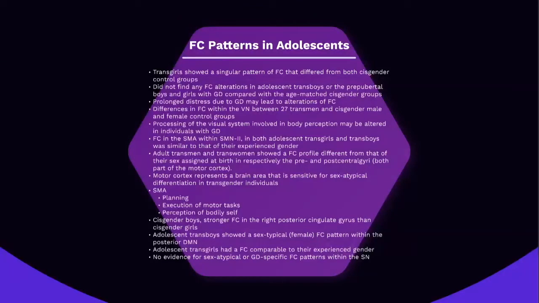Yet other studies have found that trans boys have a different FC than all the other groups, displaying a GD specific pattern. They did not find any evidence for sex typical or atypical or GD specific FC patterns within the SN of adolescent participants.